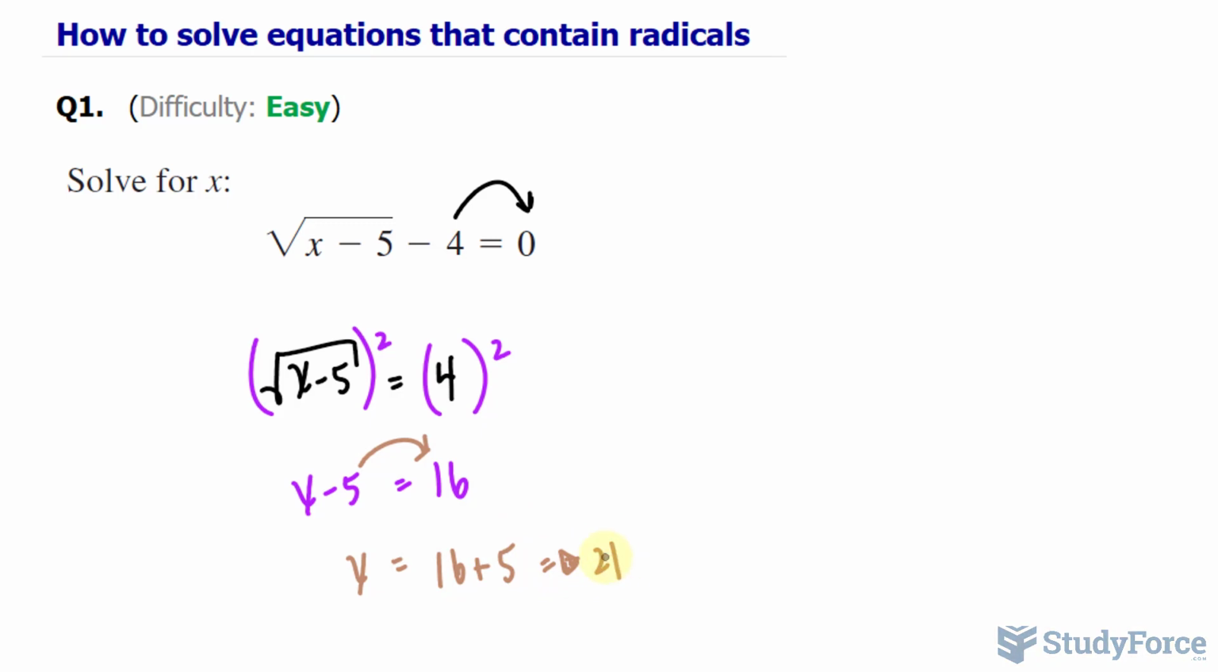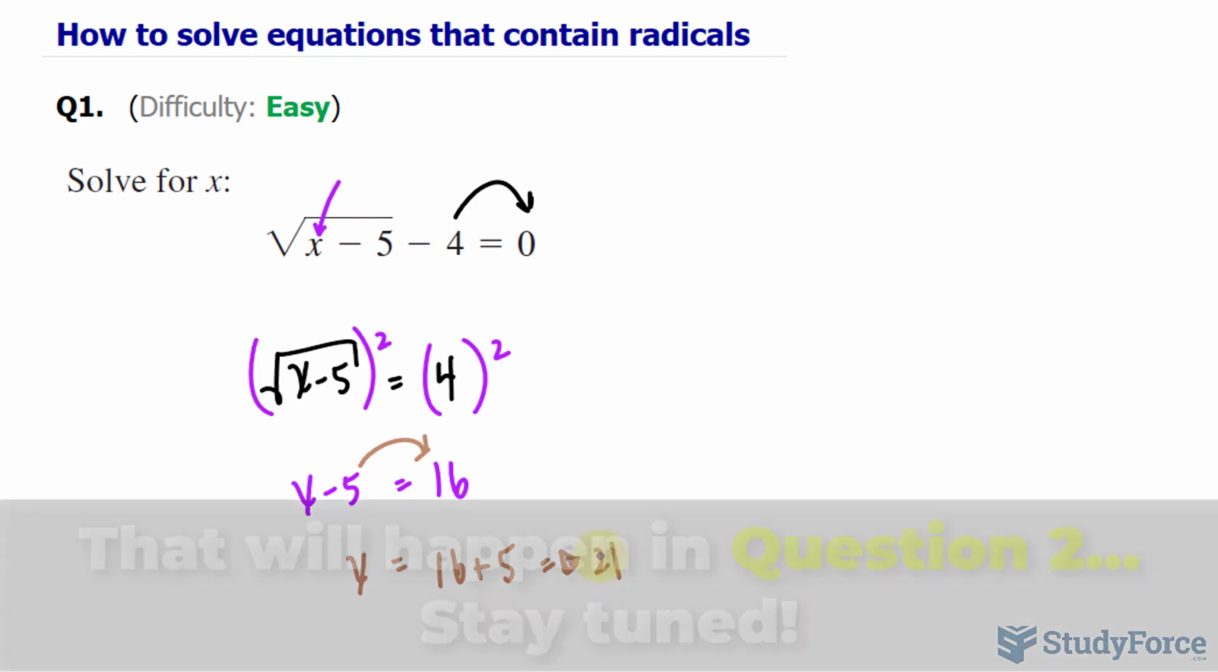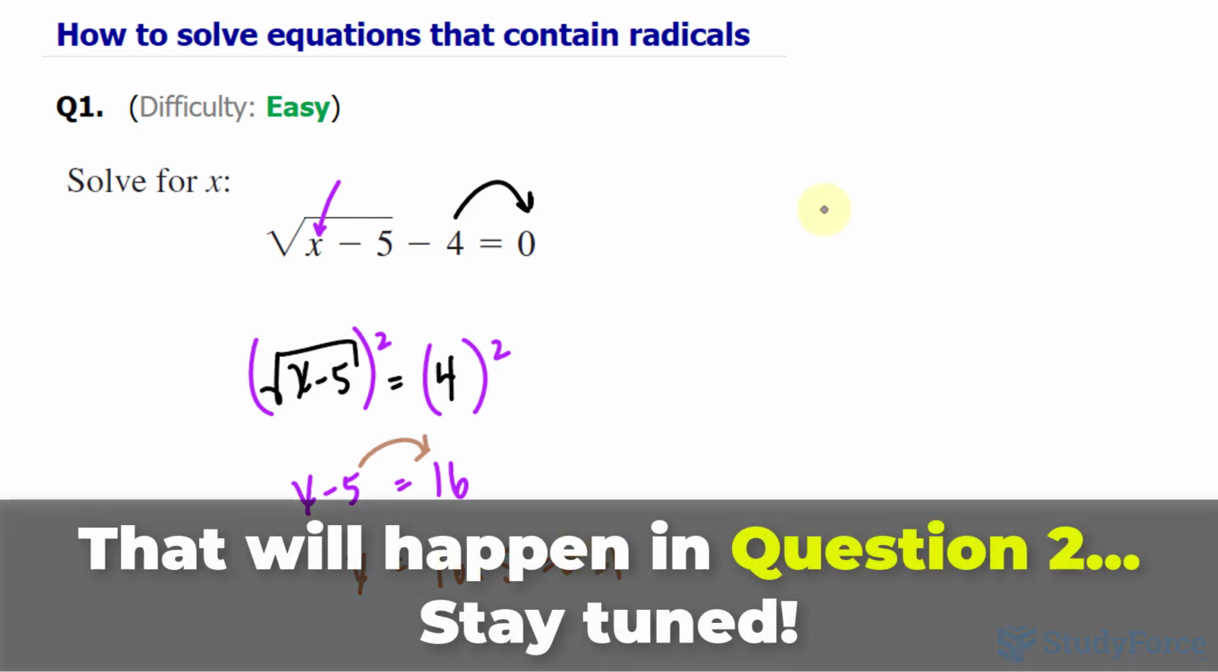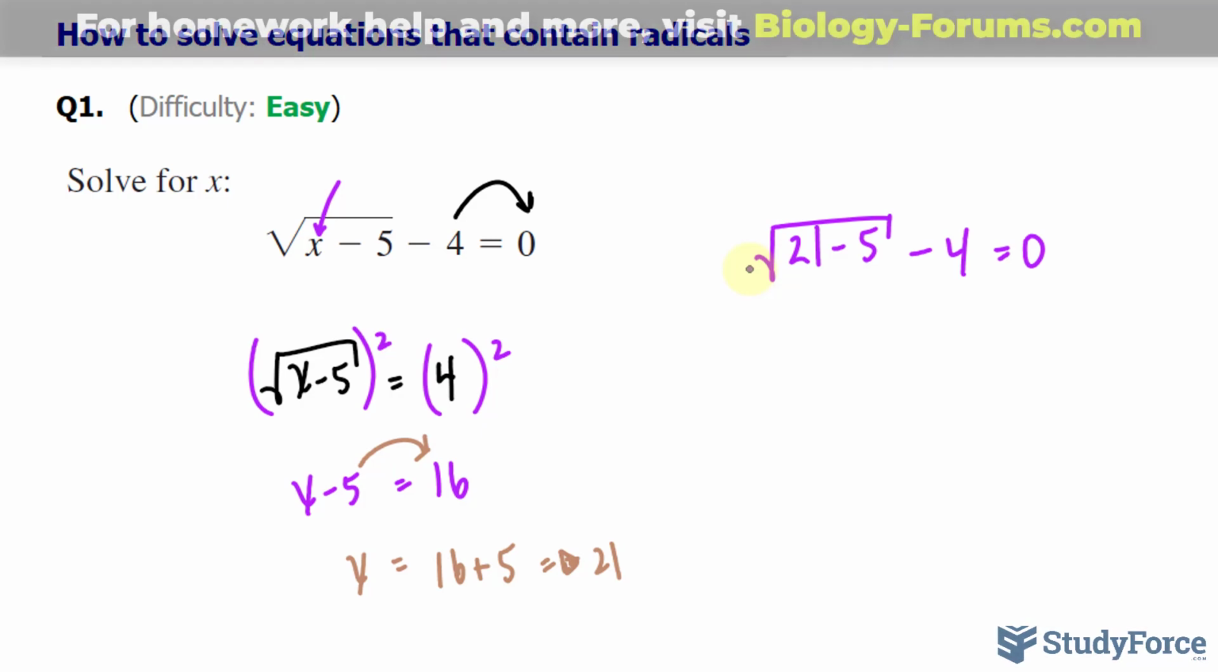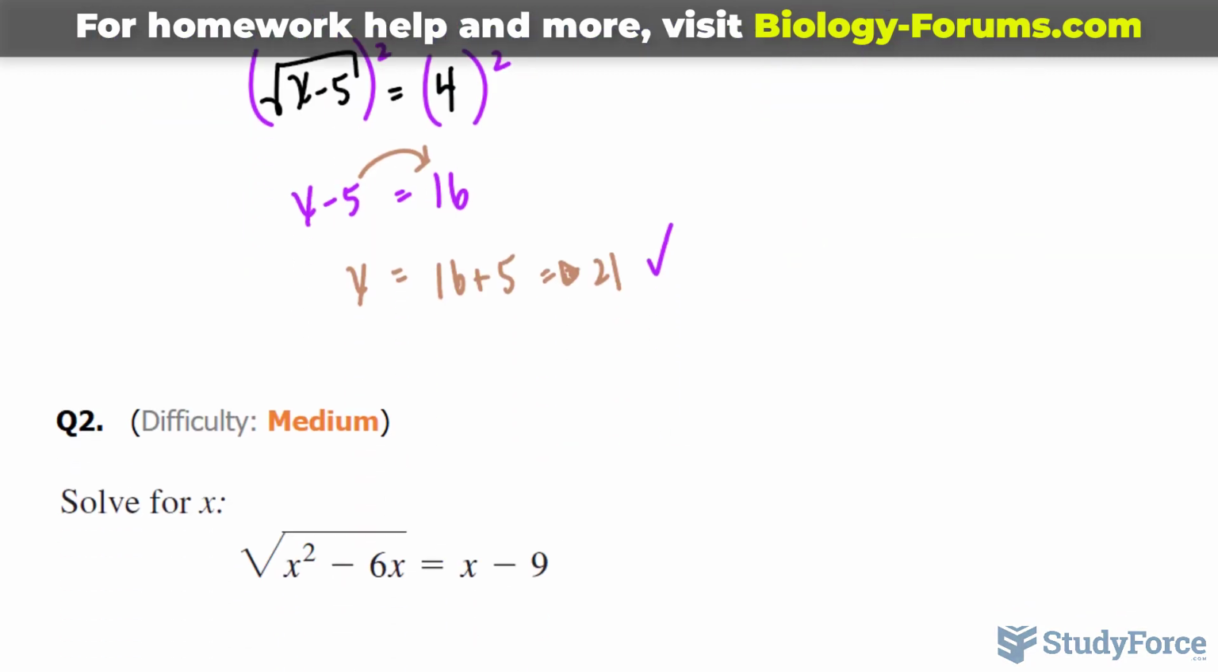Now, whenever you do these types of problems, you do want to check your answer. So I'll take this 21 and substitute it back into there, and I need to make sure that the left side and the right side are in agreement. If they are not in agreement, then even though we've solved for x, it is not a solution, and no solution actually exists. So we have the square root of 21 minus 5, minus 4, is equal to 0. Let's find out what that is equal to. 21 minus 5 is 16. The square root of 16 is 4, and 4 minus 4 is 0. So this is a solution.